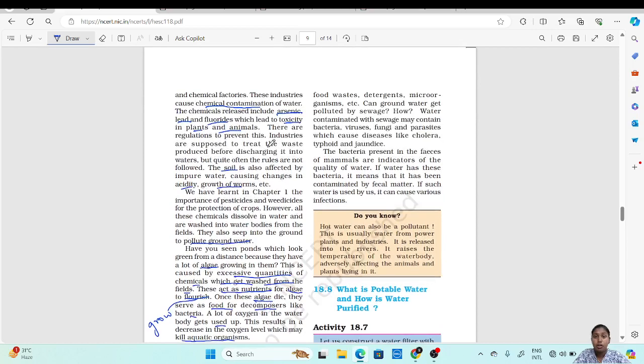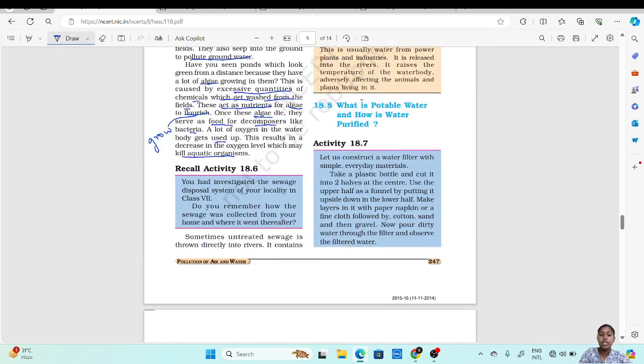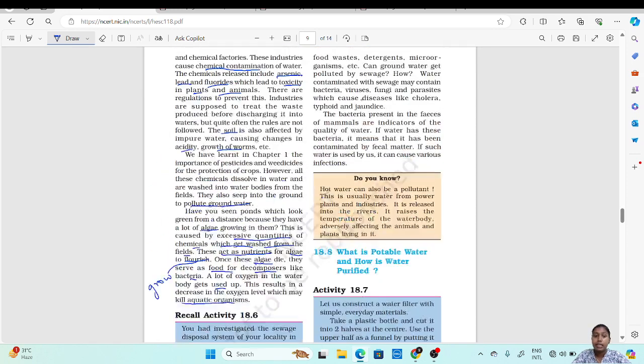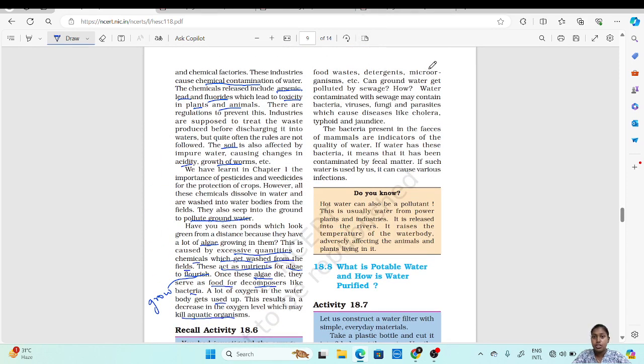It contains food waste, detergents, microorganisms, etc. Now, what is sewage? Sewage waste means the waste from our house. So, the soap water or the water we use to wash utensils and all, it contains food waste, detergents, microorganisms, etc. Now, water contaminated with sewage may contain bacteria, viruses, fungi, and parasites, which may cause diseases like cholera, typhoid, and jaundice.